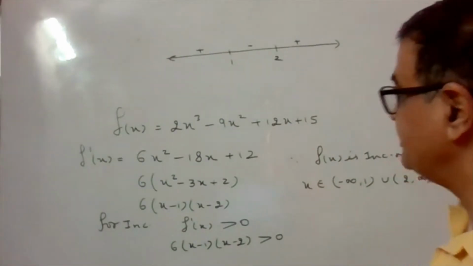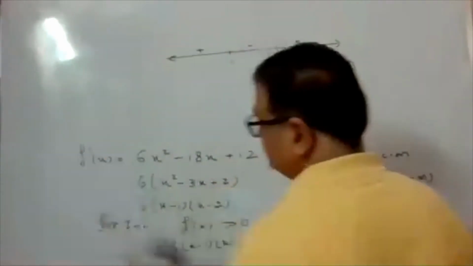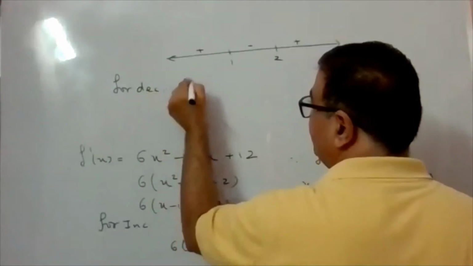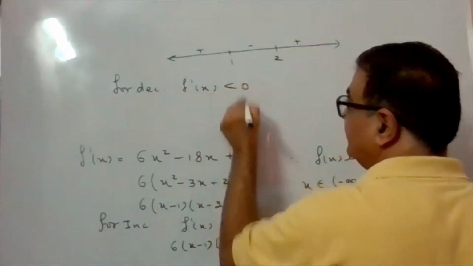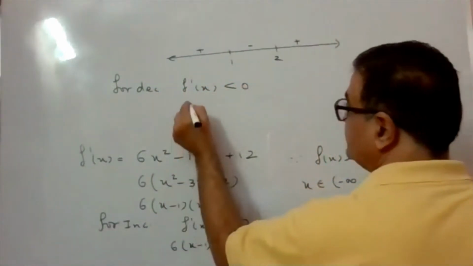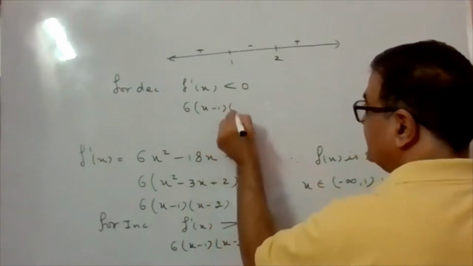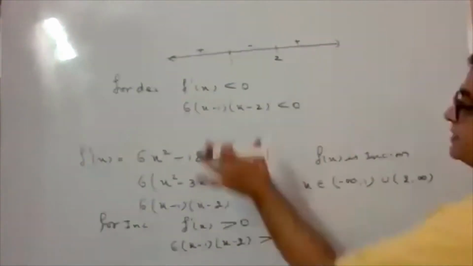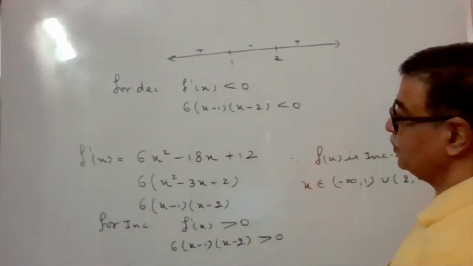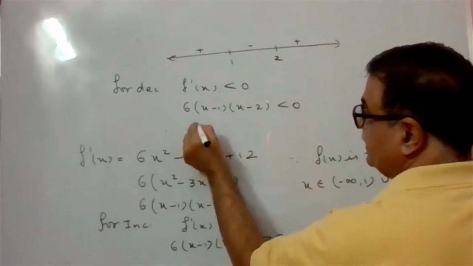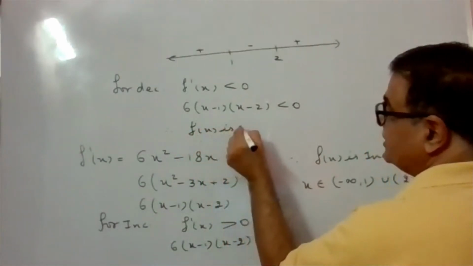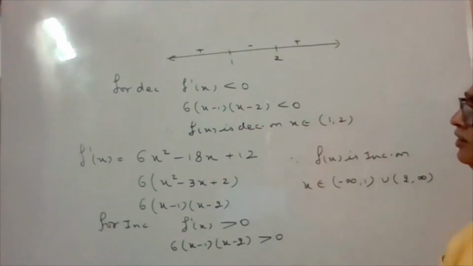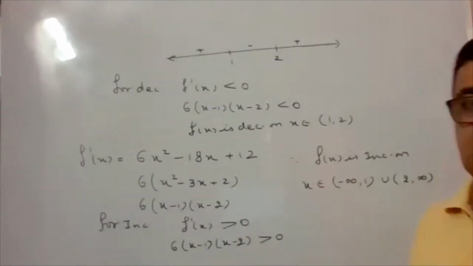Same way we go for decreasing. For decreasing, f dash x has to be negative, or I should say 6 times (x minus 1) into (x minus 2) is coming negative. Where it is negative, between 1 and 2. Therefore, I should say f(x) is decreasing on x belongs to the interval 1 to 2. That is the answer.